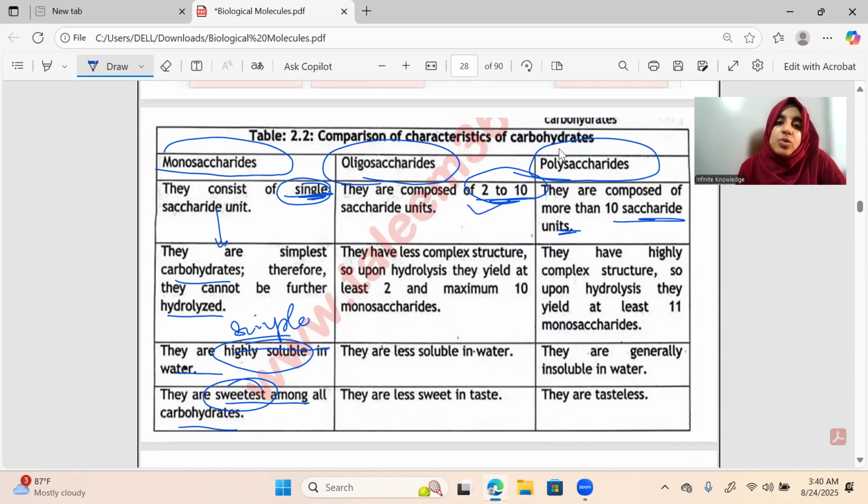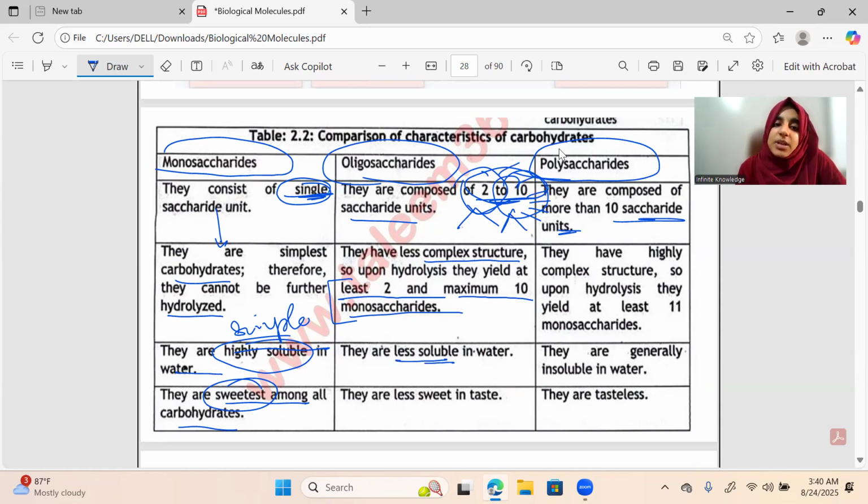They are composed of 2 to 10 saccharide units and they have a less complex structure. So they yield at least 2 and maximum of 10 monosaccharides when there is hydrolysis. Okay. If a disaccharide is made up of two monosaccharide units, then it breaks down into two saccharide units. If it is made up of 10 saccharide units, then it breaks down into 10 saccharide units, right?